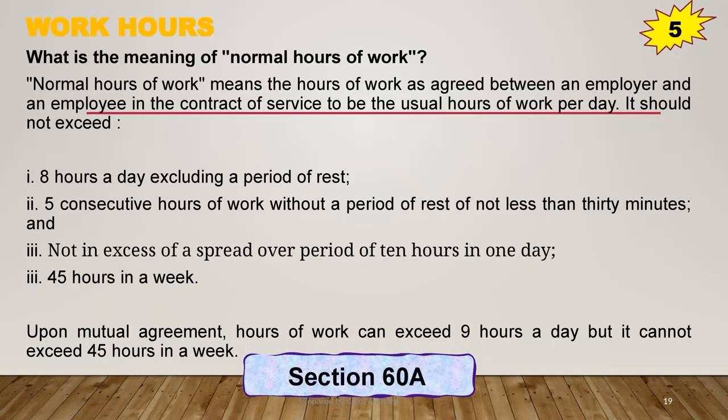But even if your office hours are more than this now, if let's say previously was 48, now you need to reduce. So for example, you need to put 7.5 hours per day of work. Okay, so you may need to do that. So this is essentially 45 hours in a week. Other criteria, no change. Okay, section 60A.